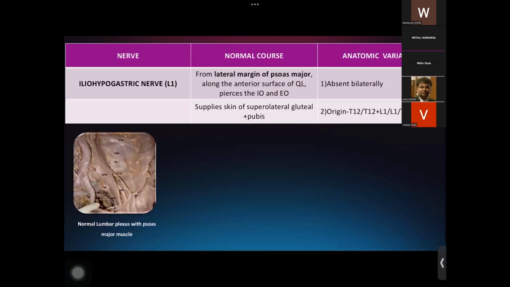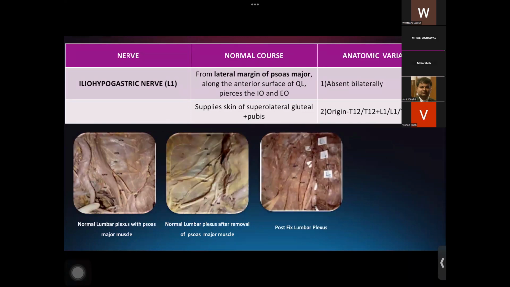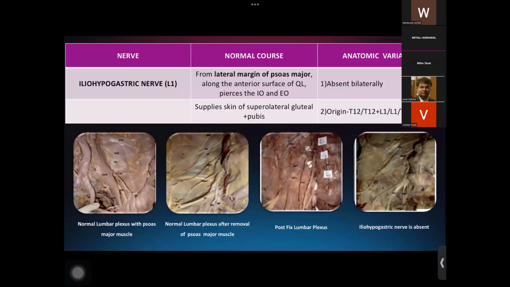So here we see a diagram with a normal lumbar plexus. This is a cadaveric diagram, normal lumbar plexus with psoas major muscle. And this you see after removal of the psoas, the anterior portion, you can see the lumbar plexus here. And this is a picture of post-fixed lumbar plexus. And in the last picture, you can see that the iliohypogastric nerve is absent.